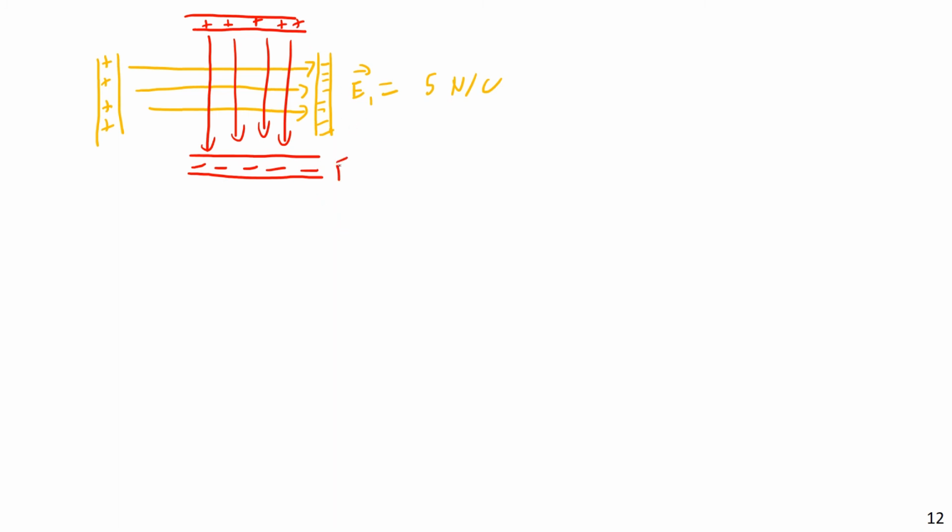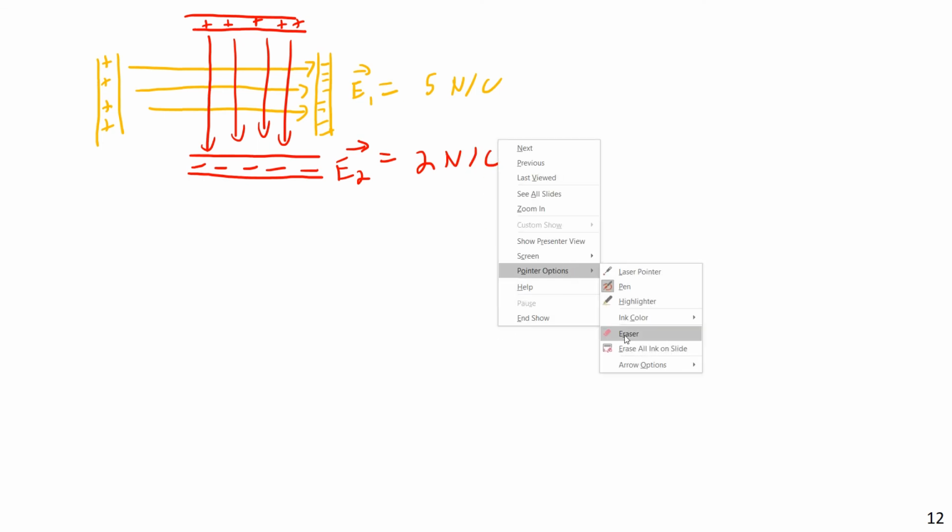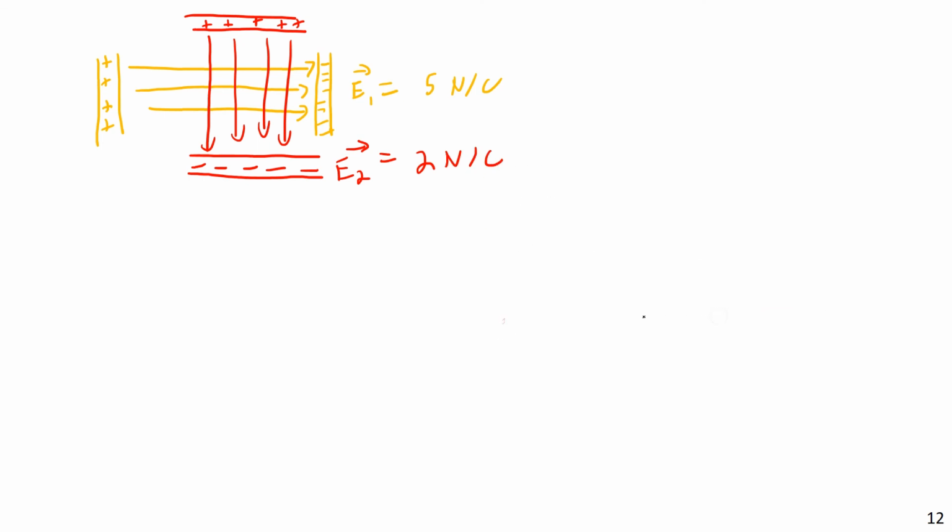Let's say we have an E2 equal to 2 newtons per coulomb or something. What if I wanted to find the net electric field on an object placed in the middle of this, a charge placed in the middle of this? What is the net electric field?